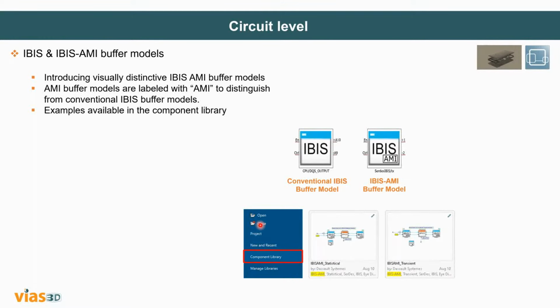More on the circuit level side, circuit level simulation is critical for electronics, and we therefore continue to enhance also our schematic capabilities. For instance, we are now distinguishing between conventional IBIS buffer model and IBIS AMI buffer model. If we see, it has AMI marked on this. So where those are needed, conventional are more for a statistical workflow, but when it comes to transient simulation, then the IBIS AMI buffer model will be used.